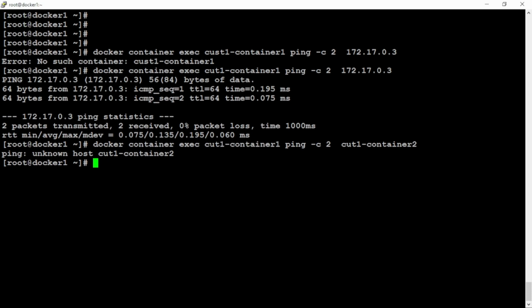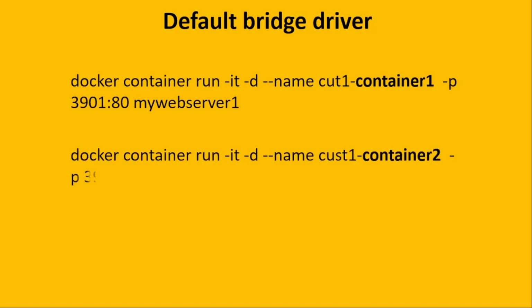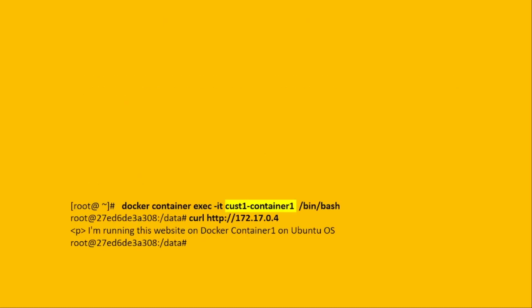Due to security reasons, this default bridge network driver does not have the facility of DNS. In the coming slide, we will learn what option we can use to bind one container to one specific network driver. So this is the command we executed, container 1 with its port number, and then container run -it again. We created the second container, then container inspect to get container 2's IP address, and then docker container exec -it customer 1 bin bash, and we can curl this IP address.